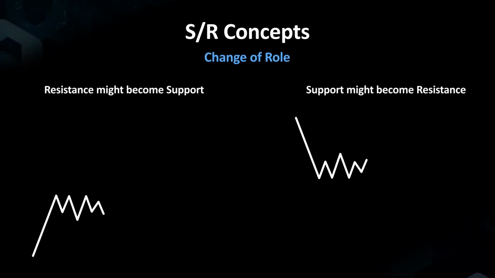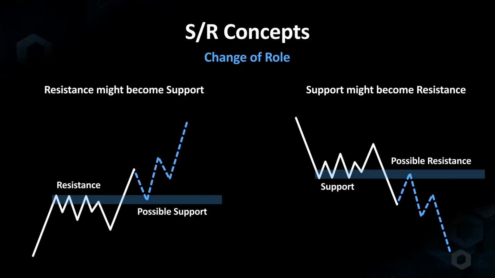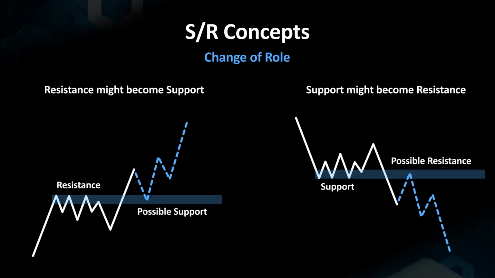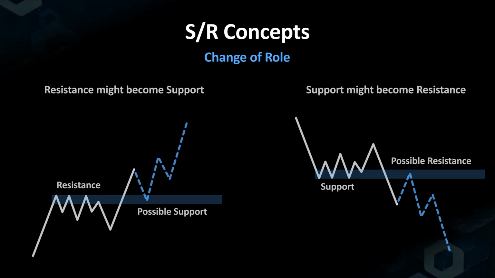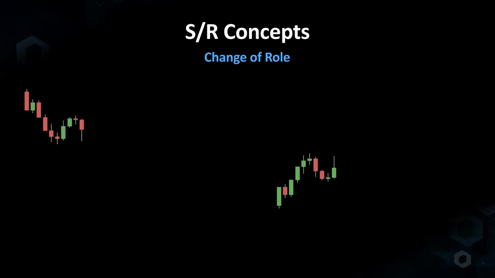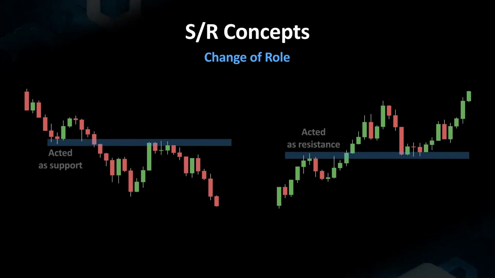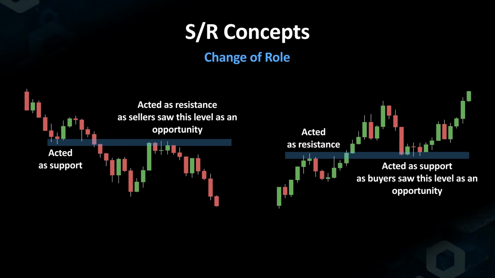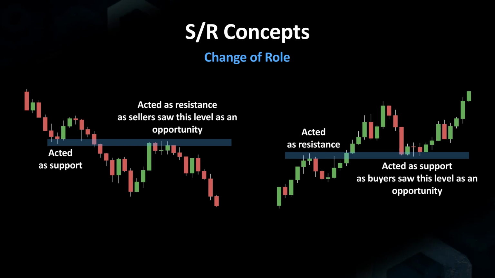Support and resistance zones can also change their roles over time. A previous resistance level, once broken, can turn into a support level and vice versa. This phenomenon is known as the change of role of support and resistance. When a resistance level is breached and the price moves above it, that level can become a support level as buyers now see it as an area to enter trades. Similarly, when a support level is broken, it can become a resistance level as sellers may now view it as an opportunity to sell.